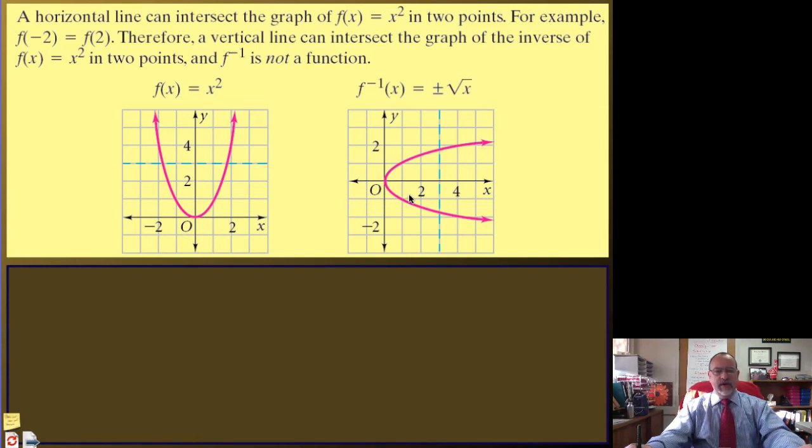And sure enough, if we graph the inverse and then apply the vertical line test, you'll notice it crosses in two places.